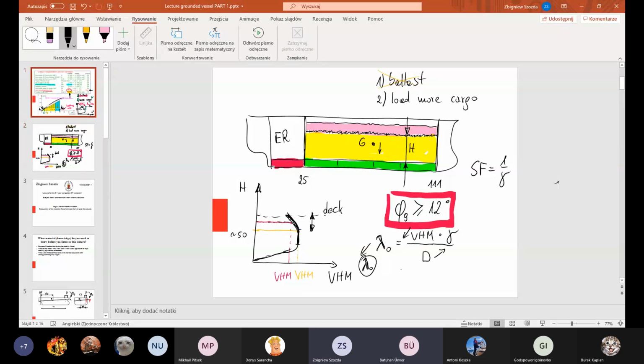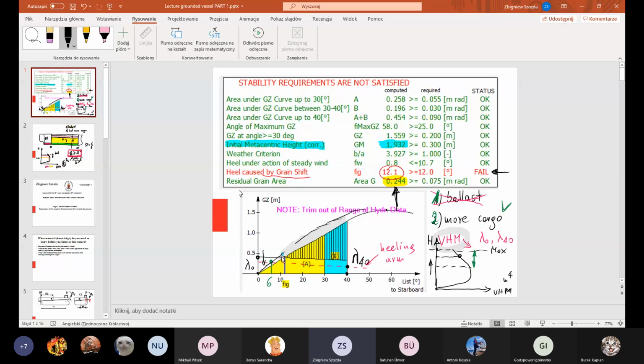So if lambda O goes down rapidly, it means that the relationship between the healing lever and the righting lever changes in such a way that the angle of equilibrium, the angle of the cross-section of both levers, will be smaller.